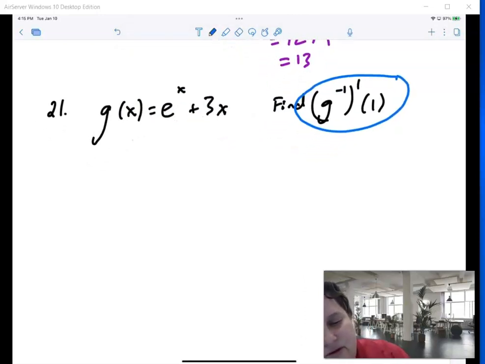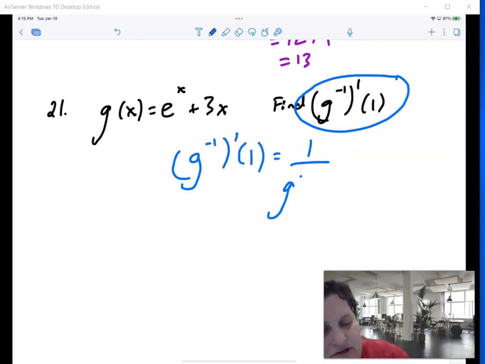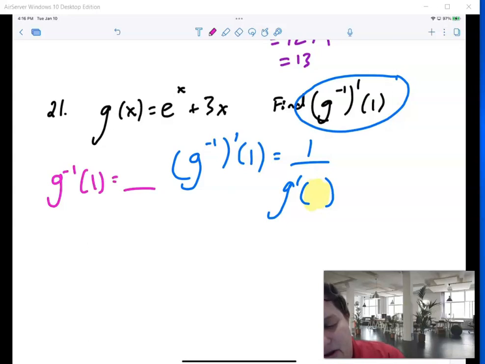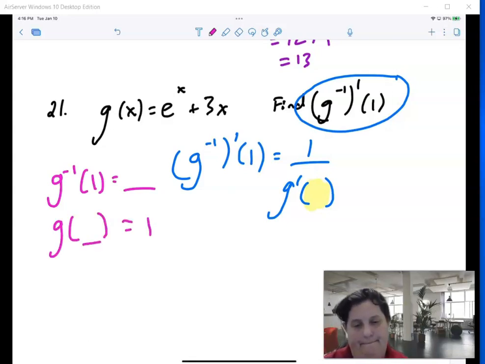Okay. So I'm going to start with what I want, which is g inverse prime of 1. And that's going to be 1 over g prime of something. And I don't know what that is. I go off on the side, and I go, okay, well, g inverse of 1 is blank, which means g of blank is 1.